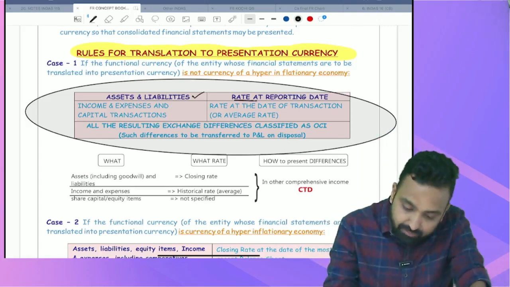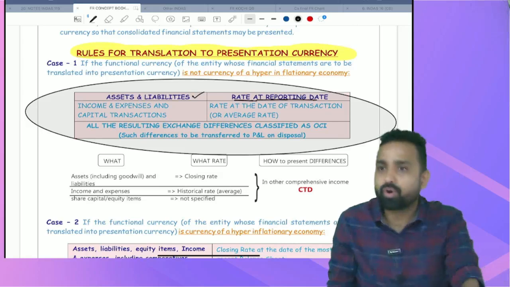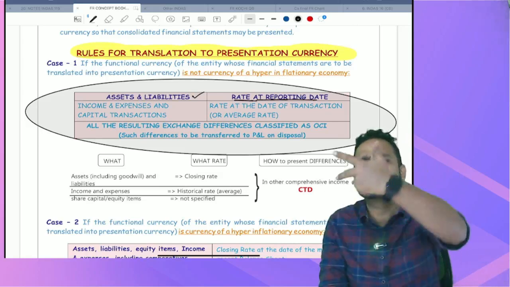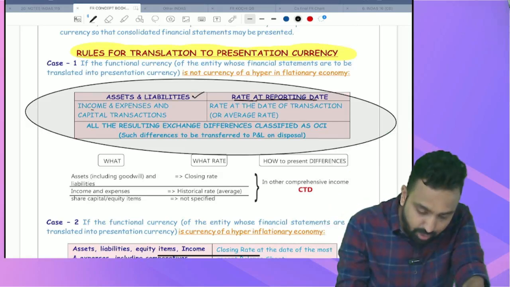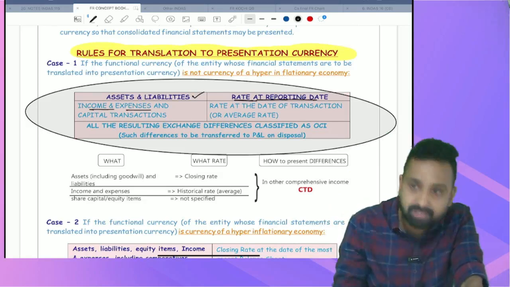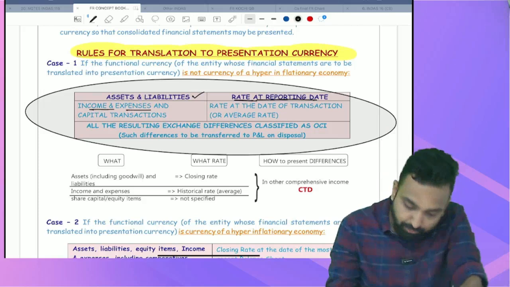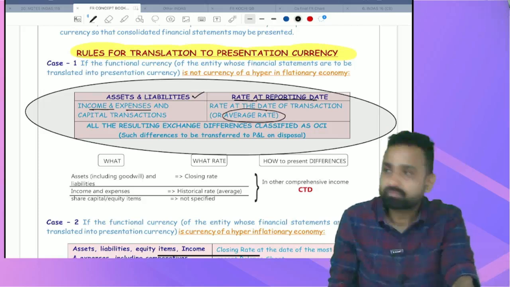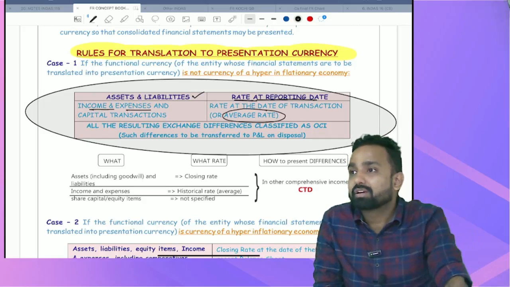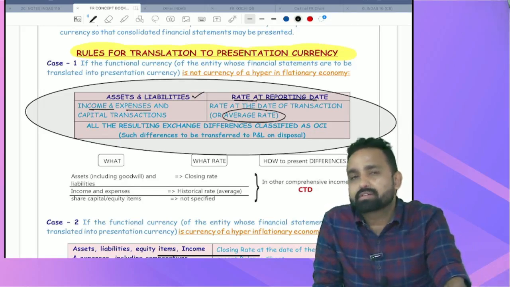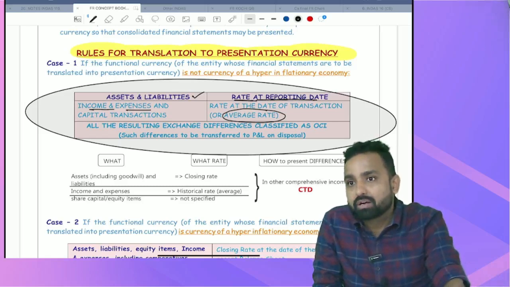Which rate? Closing rate. All assets and liabilities, change them to the closing rate. Okay, next. All incomes, all expenses. Which rate? Rate at the date of transaction, if you find it; otherwise, the average rate. Guys, one trick I have, but I don't know how much you will understand.